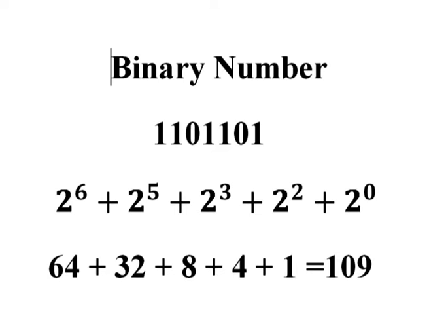The weights for each 1 correspond to 2 to the power 6, 2 to the power 5, 2 to the power 3, 2 to the power 2 and 2 to the power 0, and the result comes out to be 109. So, the binary number 1101101 corresponds to 109 in decimal.